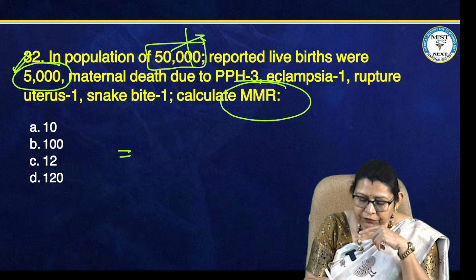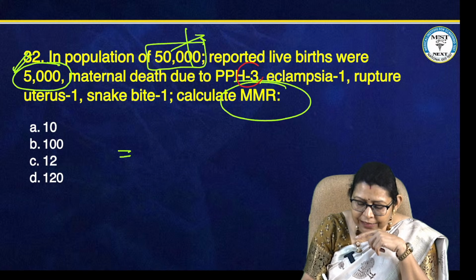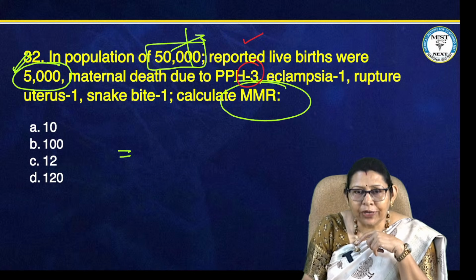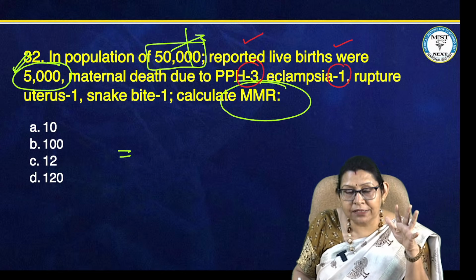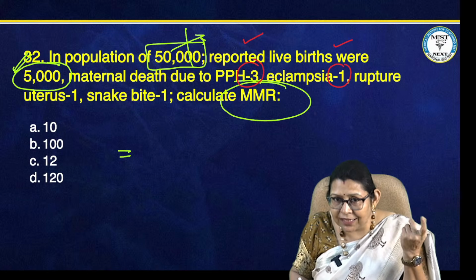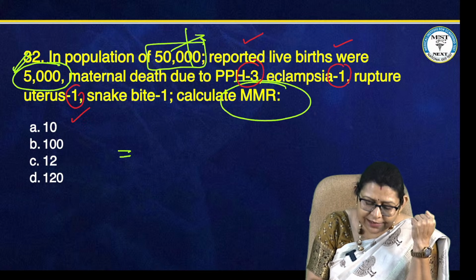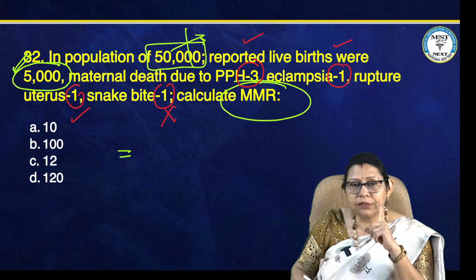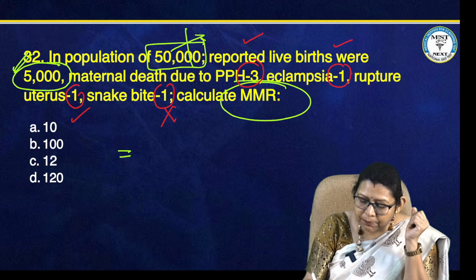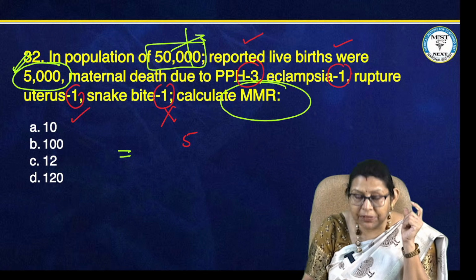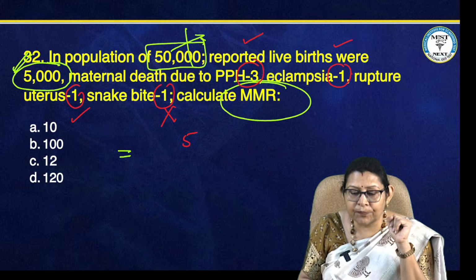Maternal deaths. Will you consider PPH as a maternal death? Yes. Will you consider eclampsia as a maternal death? Because any death which is related to the pregnancy or aggravated by the pregnancy, yes. Rupture uterus, yes. Snake bite, no. Okay, so this is the first important catch. So total maternal deaths are 3 plus 1 plus 1. The 5 are the maternal deaths. This is the first catch.